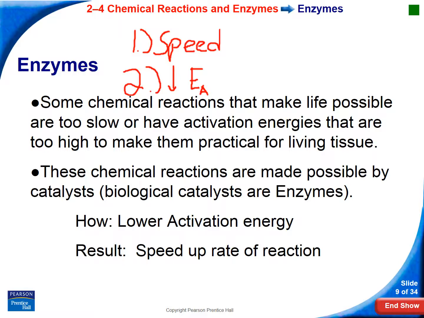Some reactions would require way too much energy input to have them happen inside of living cells. They'd suck up so much of our energy, we wouldn't have enough energy for anything else. And so enzymes help lower that. So problem number one that enzymes are helping us solve is speed. Problem number two is lowering activation energy.